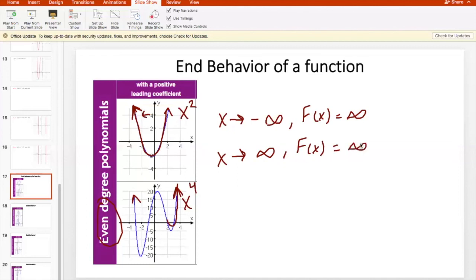So if you have an even degree polynomial with a positive leading coefficient, which means that this could be 3x squared, it could be 7x squared, it's just the power is even, 2, 4, 6, 8. If these are positive, they're both going to go up and reach positive infinity, okay? So that is the even degree positive leading coefficient case.